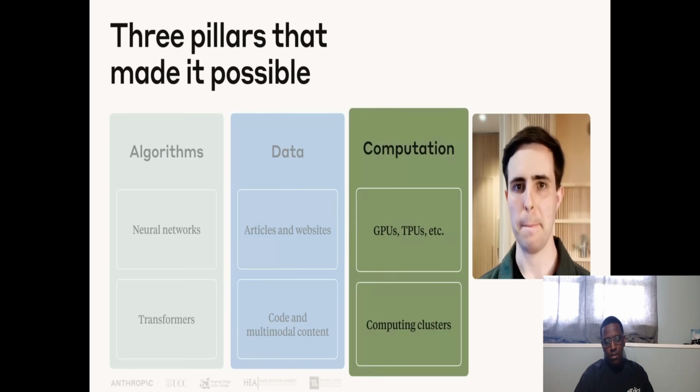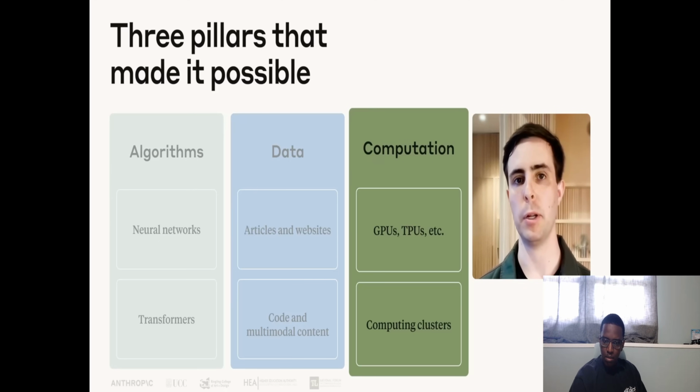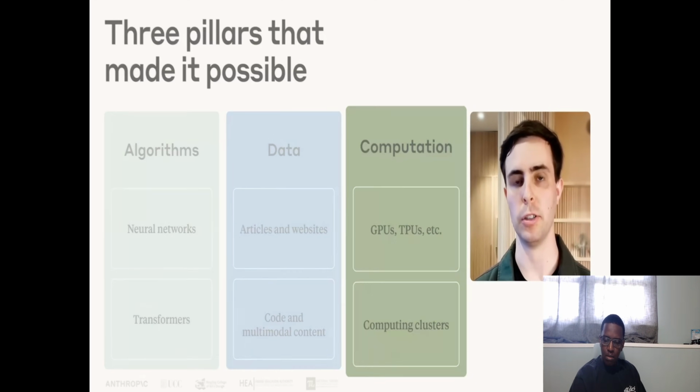And third, massive increases in computational power made it possible to train these complex models on all that data. Specialized hardware like GPUs, or graphics processing units, and TPUs, or tensor processing units, along with distributed computing networks, often called clusters, enable processing that would have been impossible just a few years earlier.